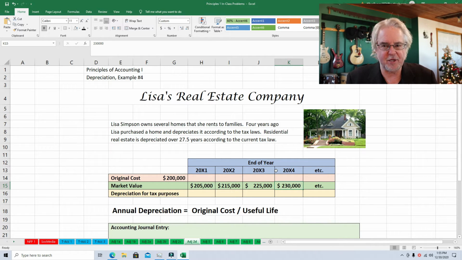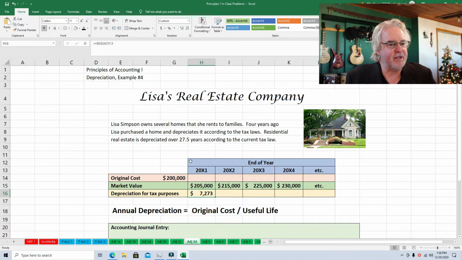And so what one would do is one would take the original cost and divide it by the number of years. So the number of years is 27 and a half. So 200,000 divided by 27 and a half years. You guys probably already have that worked out in your head, but I had to use Excel here to figure out what it is. And what the depreciation is per year is $7,273. It's just 200,000 divided by 27 and a half.